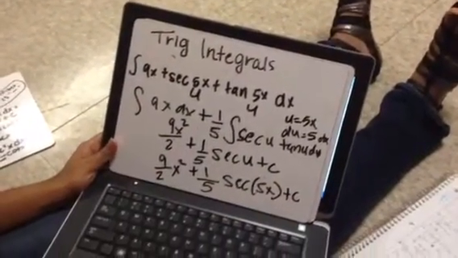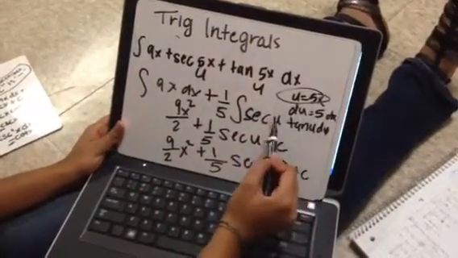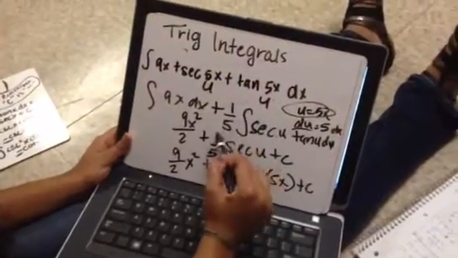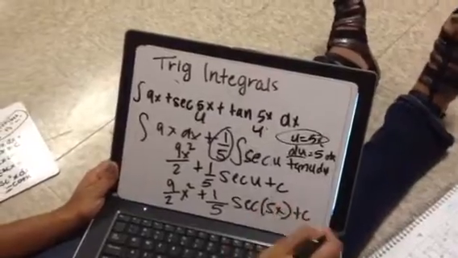So make sure you remember that when you don't have the du on the inside, you pull out the opposite of it on the outside of the integral and then multiply it later on.